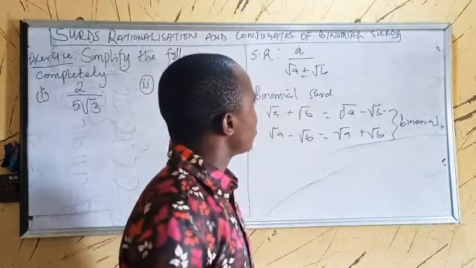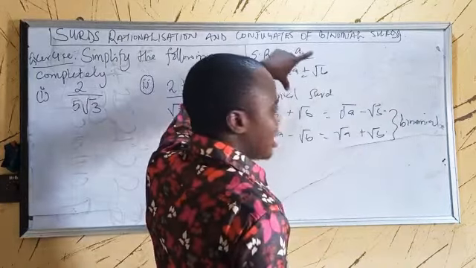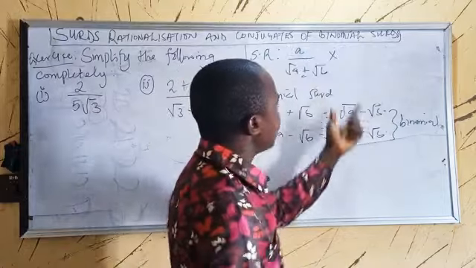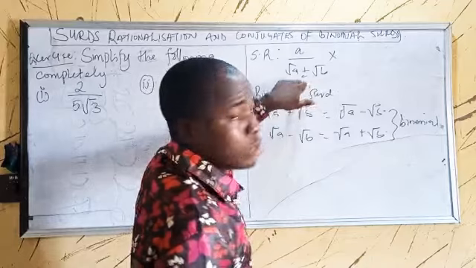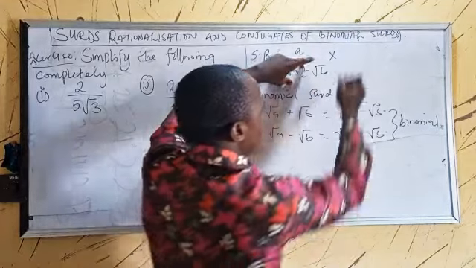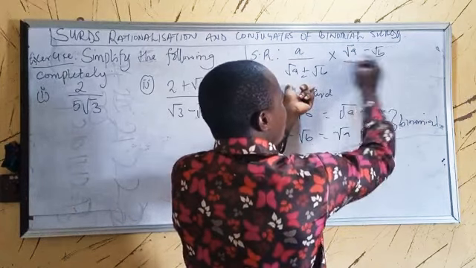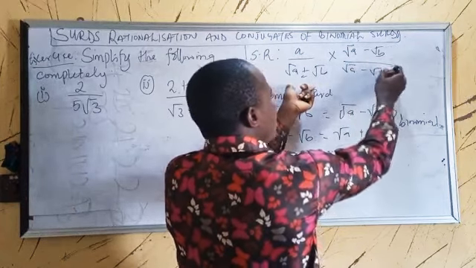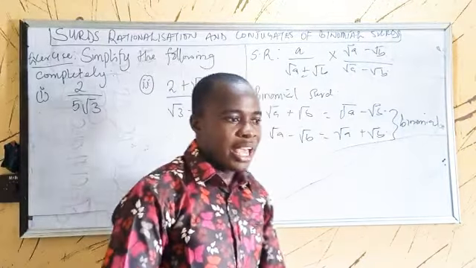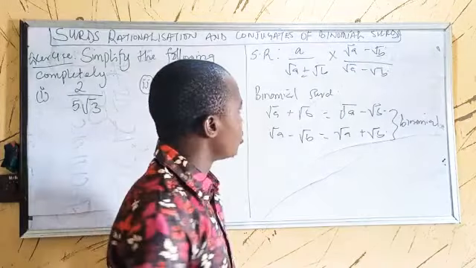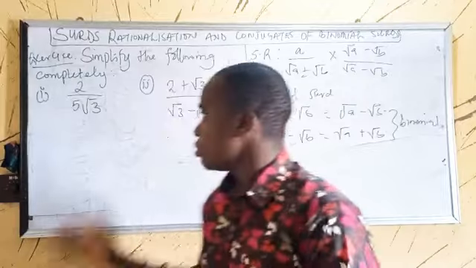Now if you have this kind of problem, and you want to rationalize this, you multiply both numerator and denominator by the conjugate of this denominator. That is, the conjugate of this one will be root a minus root b over root a minus root b. By doing that, you are going to have your exact value that you are looking for. So that is the idea we are going to be using while solving the problem on the board.